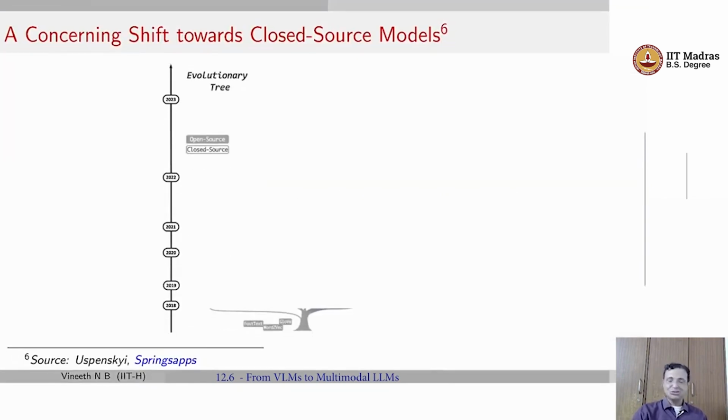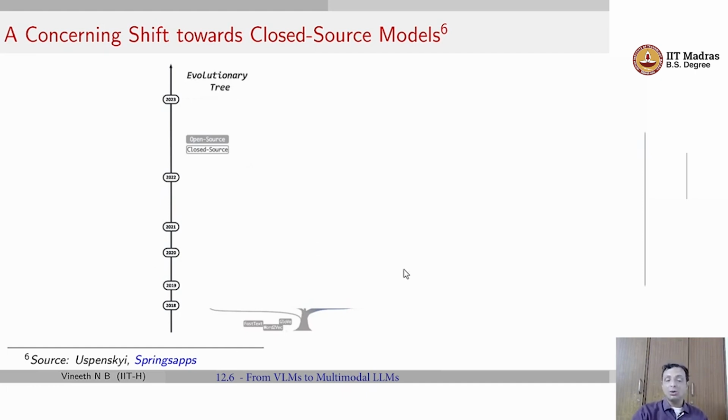Having seen these 2 models, LLaVA and Video ChatGPT, we'll step forward to more contemporary ones like GPT-4V and Gemini 1.5. And one cannot but observe that there has been a shift in the last few months, so to speak, on going towards closed source models, which is rather concerning.